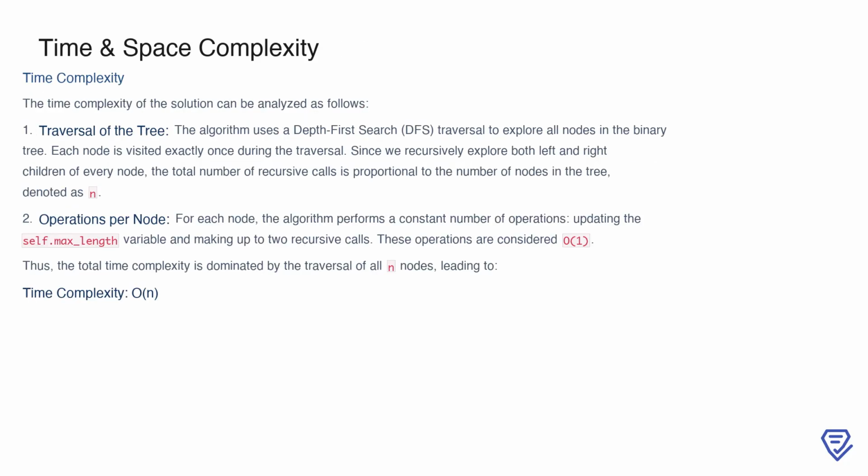To analyze the time complexity of our solution, let's start by understanding the operations involved. The algorithm employs a depth-first search traversal, which systematically visits each node in the binary tree. Since every node is visited exactly once, the total number of recursive calls is directly proportional to the number of nodes, denoted as n. For each node, the algorithm performs a constant amount of work, such as updating the maximum zigzag length and initiating up to 2 recursive calls. These operations take constant time, or O(1). As a result, the overall time complexity is determined by the total number of nodes visited, which gives us O(n).